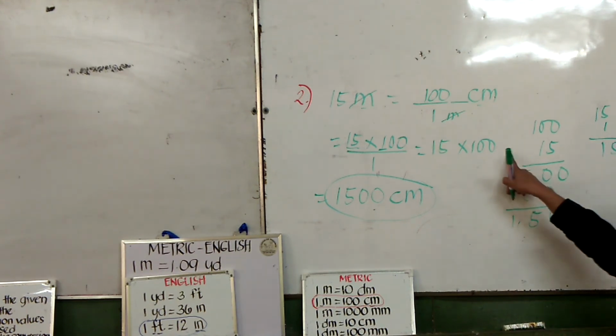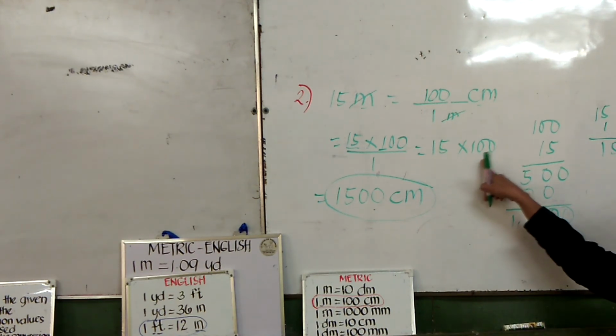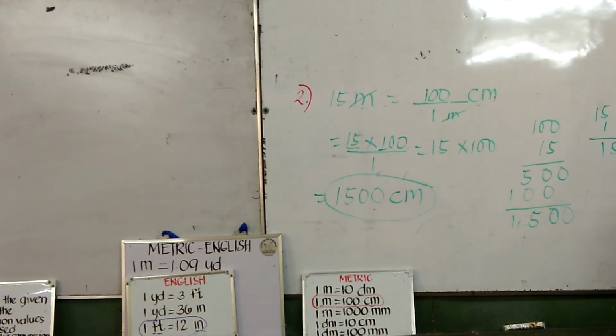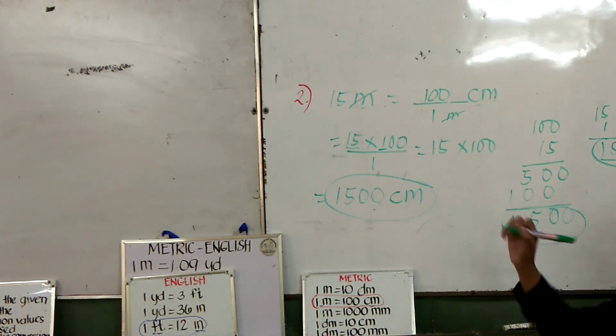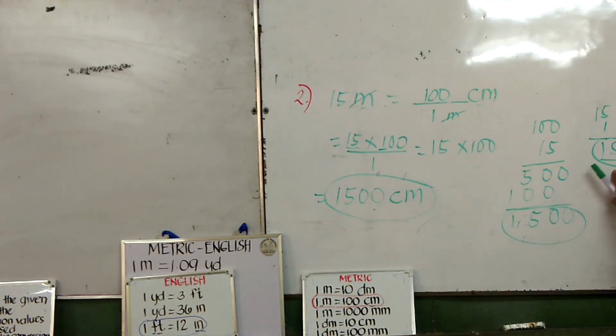Okay, so how many zeros are there here? There are 2. So you just add 2 zeros. 1, 2. Our answer is the same here as the one we have solved a while ago. Yes, 1,500 are the same with this one. Okay, so that's why I said shortcuts, so that you will lessen your time in multiplying like this. You just multiply the numbers and then you just count how many zeros and you just add. Let's have another example.